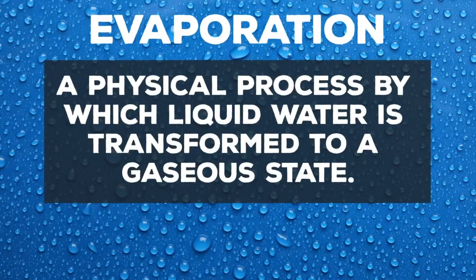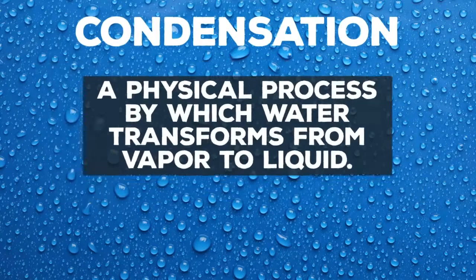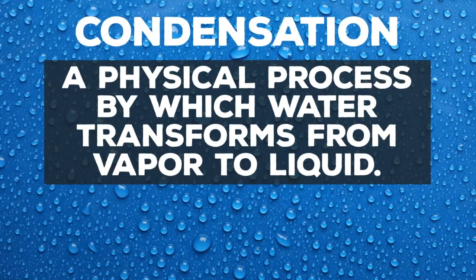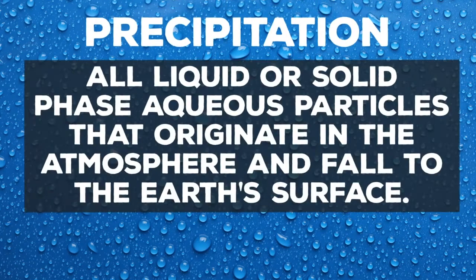Evaporation is a physical process by which a liquid water is transformed to a gaseous state. Condensation is a physical process by which water transforms from vapor to liquid. And precipitation is all liquid or solid phase aqueous particles that originate in the atmosphere and fall to Earth's surface.